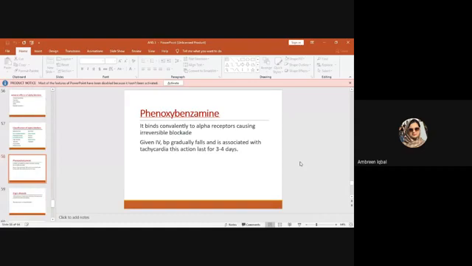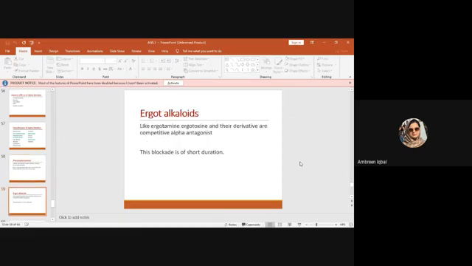Phenoxybenzamine, we are actually going to discuss a few points about every drug. Phenoxybenzamine binds covalently to alpha receptors, causing irreversible blockage. Given intravenously, blood pressure gradually falls and is associated with tachycardia. This action lasts for 3 to 4 days. The next are the ergot alkaloids, like ergotamine and ergotoxine, and the derivatives are competitive alpha antagonists. This blockage is of short duration.